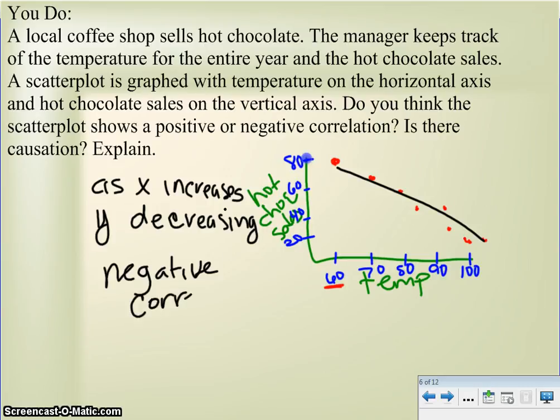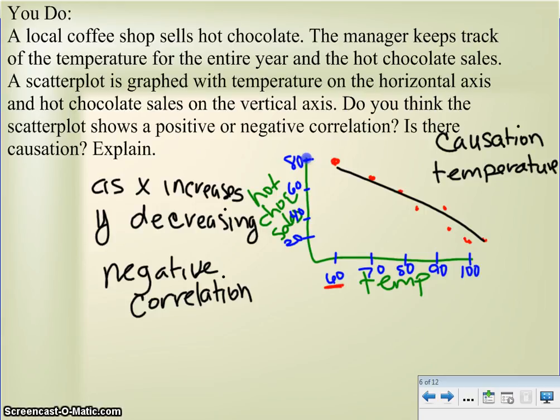which means that there is a negative correlation. So just like with the water example, the higher the temperature got, the more water bottles were sold. Here, the higher the temperature got, the less hot chocolate was sold. And so there is a negative correlation. There is causation. The cause, or the causation again, is the temperature. And the response is lower hot chocolate sales.